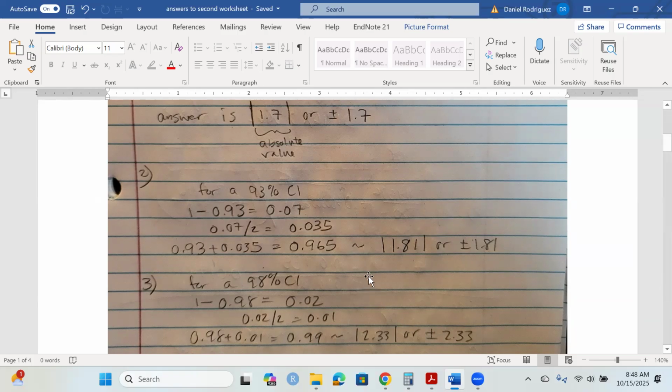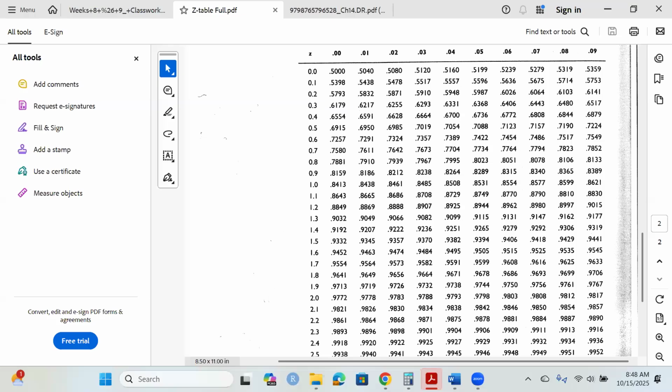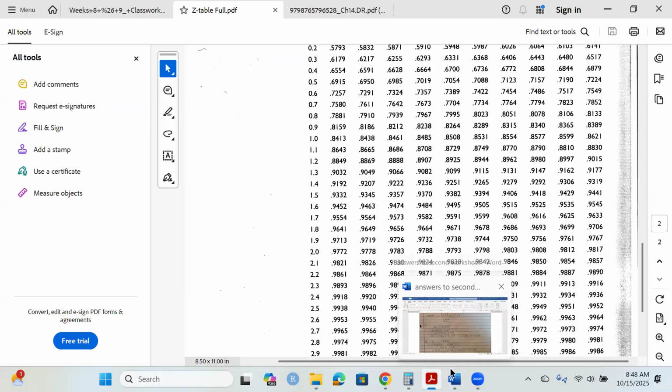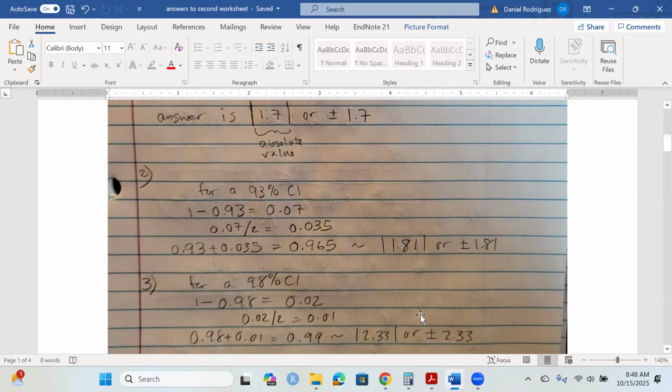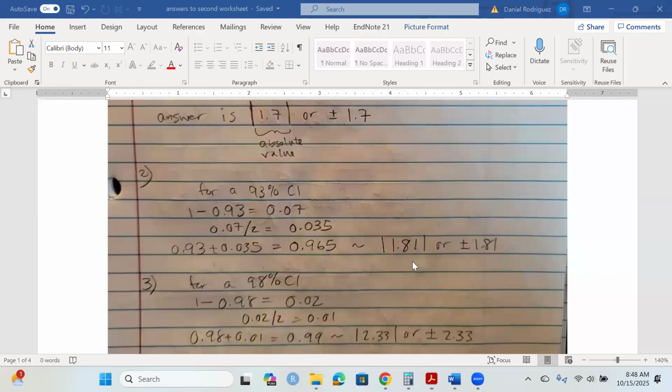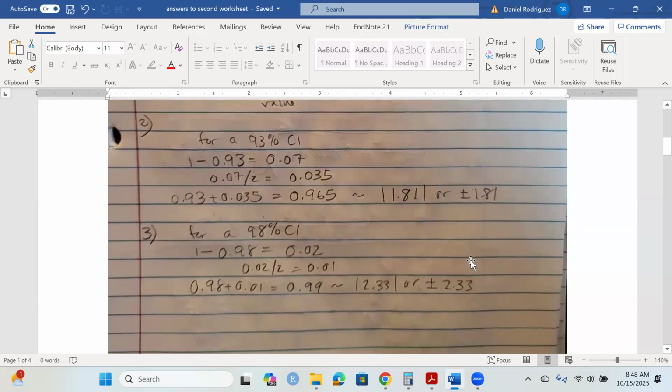So I'm going to go back to my table. 0.965. I already forgot, but it's right somewhere like right here. Wait, did I say 0.965? Yeah, 0.965. So when you get old, you start forgetting stuff. 0.965 is right here. This is the closest one. So 1.80, 1.81. So the answer would be plus or minus 1.81, or absolute value of 1.81.